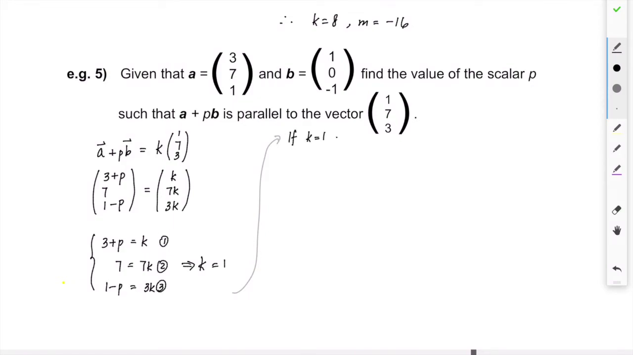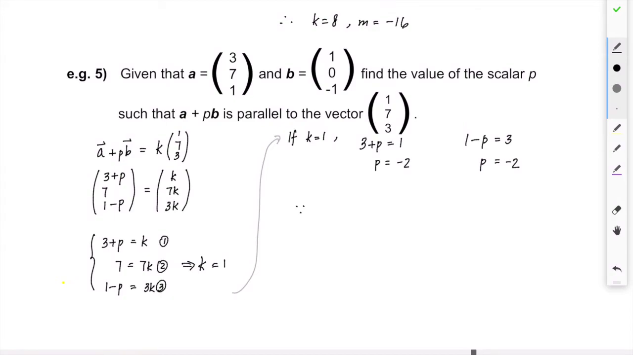If k is equal to 1, what happens to the two equations here? I have 3 plus p equal to 1, so p is equal to negative 2. And if I sub it into equation 3, 1 minus p is equal to 3, so p is equal to negative 2 as well. It is actually essential to check this step to make sure that the k value of k equals 1 will give us a consistent value in p amongst the two other components in the vector equation.